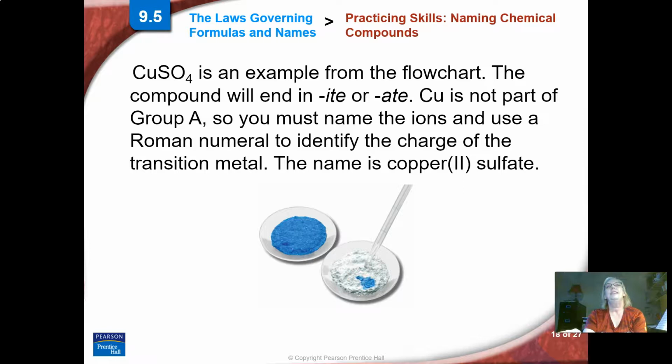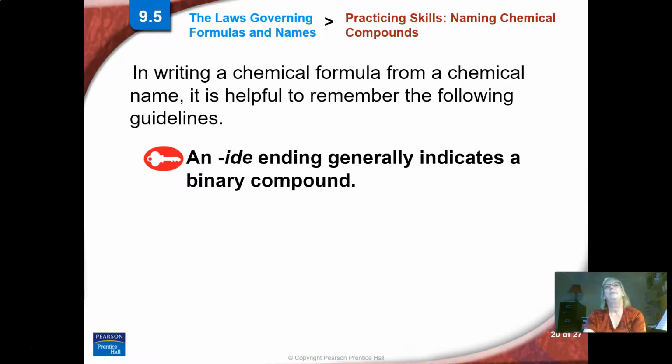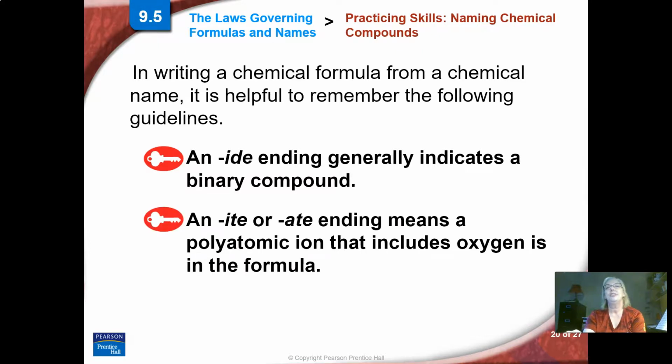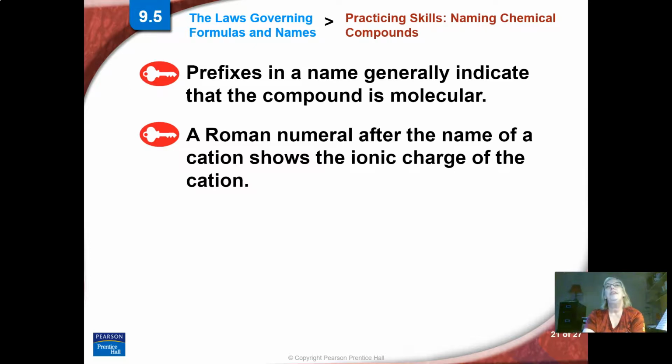So remember the ites and ates. And here's some guidelines that might help. Ide means it's binary, two different elements hooked together. So that's a clue for that. Ite and ate means there's oxygen in there somewhere. Ite is less oxygen, ate is more oxygens. And prefixes means it's a molecule. So that's a clue for that. Roman numerals means you have those transition metals in the center of the periodic table, and we have to tell you what the charge is. So we have to use those for those transition elements in the center of the periodic table.